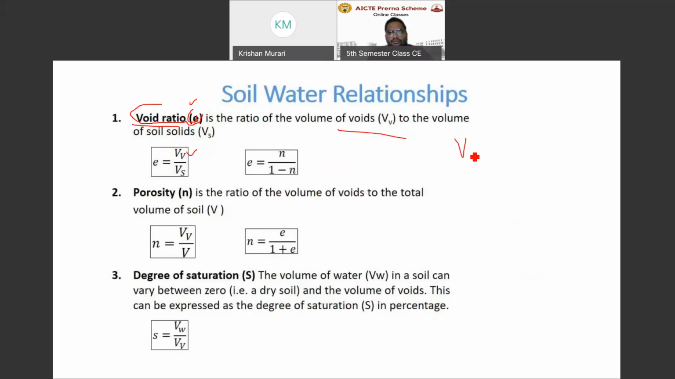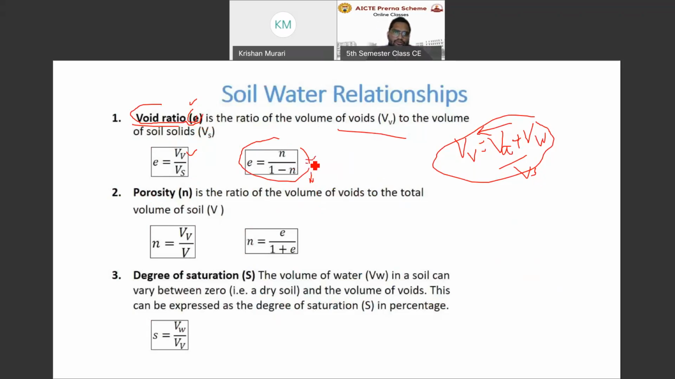Whenever we discuss the volume of voids, it means the volume of air plus the volume of water. These two terms are combinedly called voids. So the void ratio is volume of voids upon volume of solid, and we can also write it as Va plus Vw upon Vs. There is also a fundamental relation between porosity and void ratio, and we will discuss that formula.